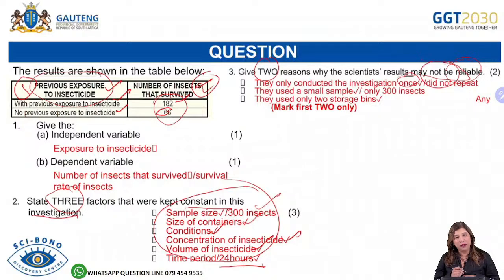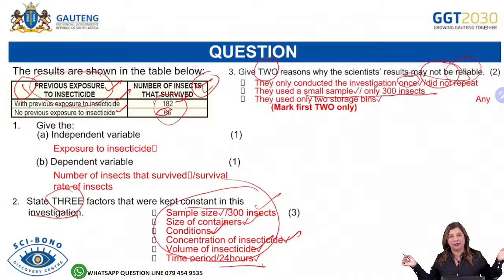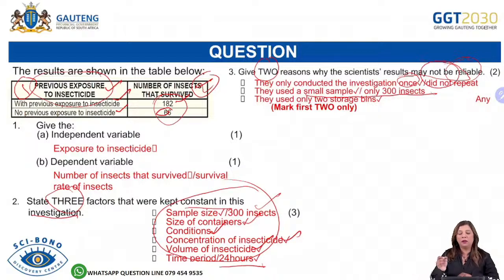Now, in order to ensure that this experiment is reliable, we know that it has to be repeated a number of times in case something went wrong in one of those. Okay, they used a small sample, only 300 insects. So they could have used a larger sample because the insect population is so vast. There's probably over 1,000 different species, but they only chose 300 insects, and they only used 2 storage bins where they could have used more.